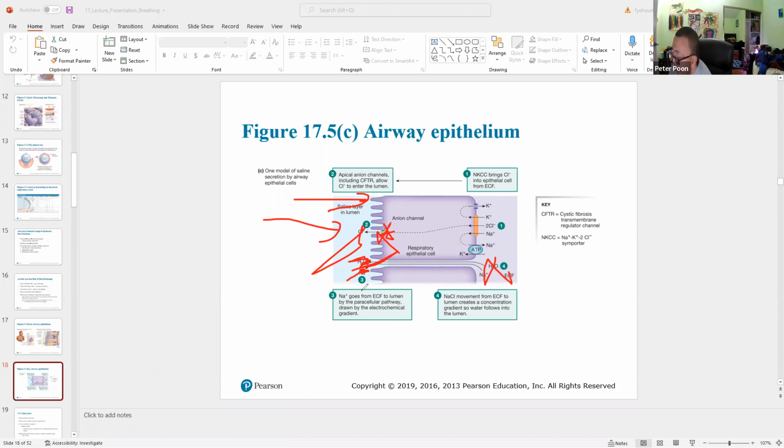And that ends up trapping bacteria, and that ends up causing illness, right? Infections. That's why the channel is called CFTR, cystic fibrosis transmembrane regulated channel. It regulates chloride.